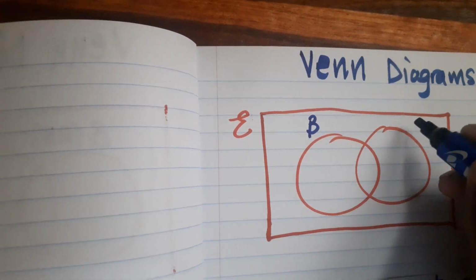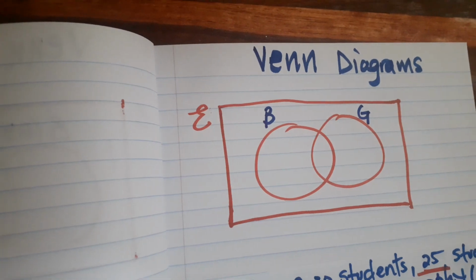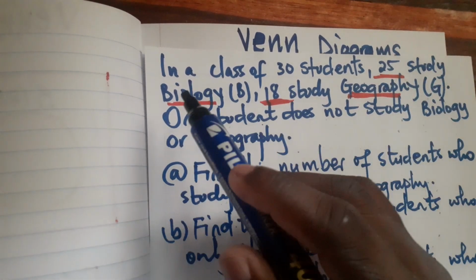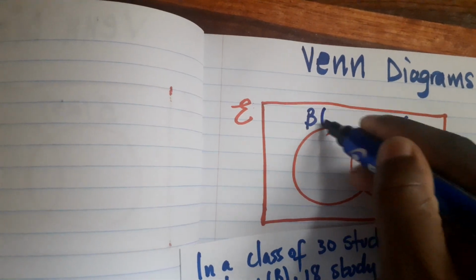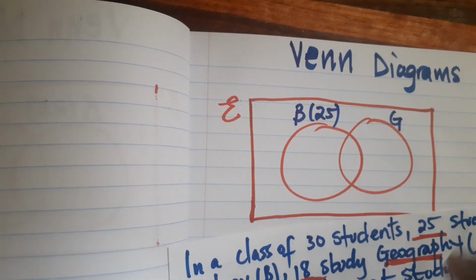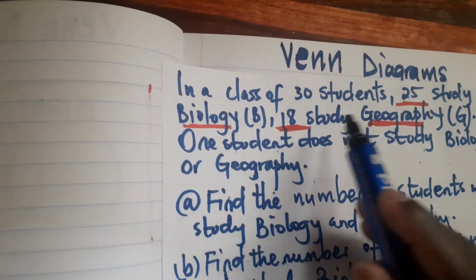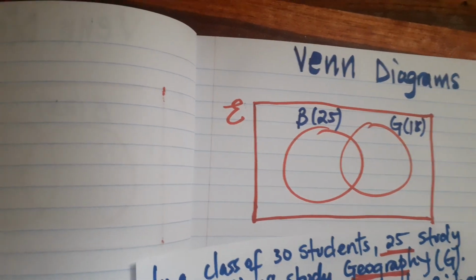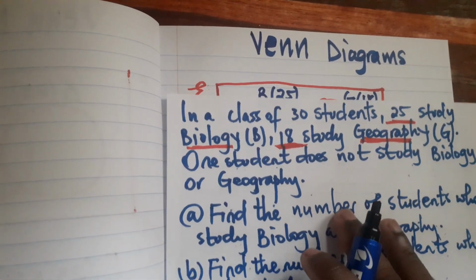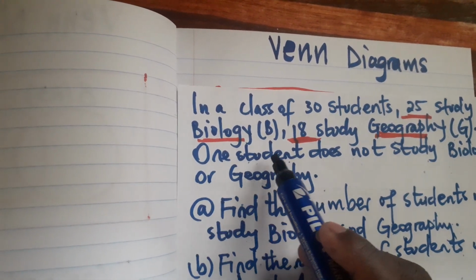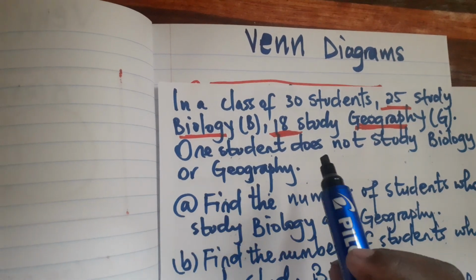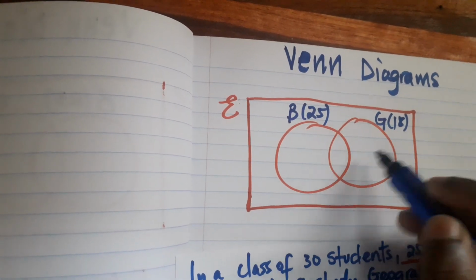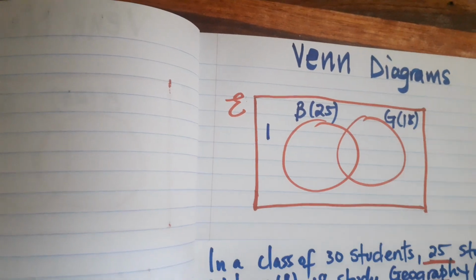Biology and geography. But since the question tells us that 25 study biology, we need to indicate it here. And then 18 study geography. Good. And then we are told one student does not study biology or geography. That means the one student does not belong to either of the subsets. So we can write the one somewhere here.